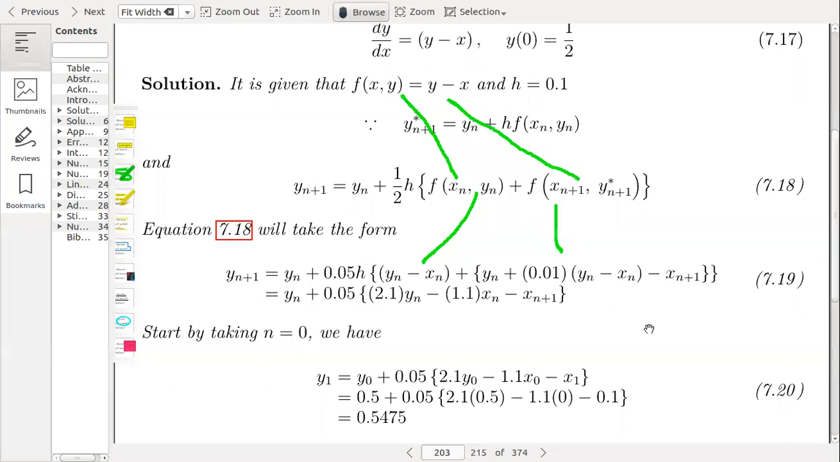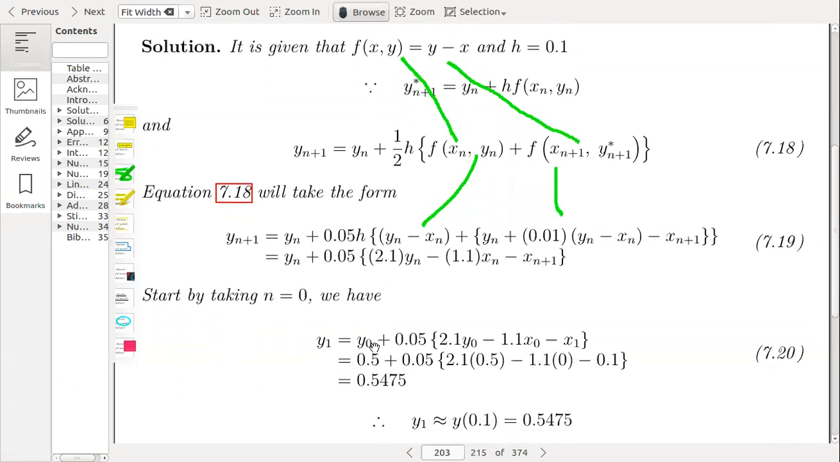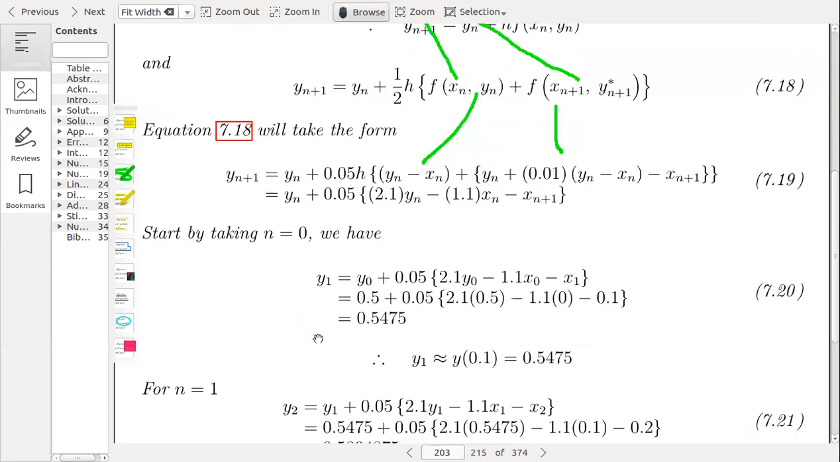Okay, then after simplification, we will have a generalized form, and this generalized form we will use step by step. For example, for n is equal to 0, we will have y1 is equal to y naught plus 0.05 into 2.1 y naught minus 1.1 x naught minus x1.